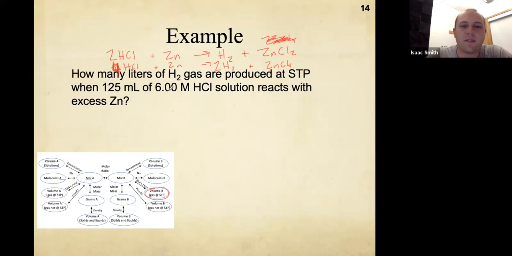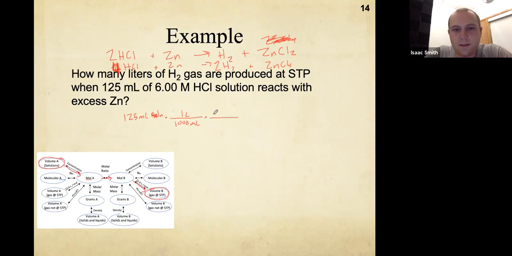When 125 mL of hydrochloric acid solution reacts. So we're starting with the volume of a solution. So we're going to have to go from volume to moles, from moles of A over to moles of B, and then down to volume of B. Perfect. All right, let's do it. So we're starting with the volume. So we have 125 milliliters of HCl solution, and then we can use our concentration to convert from volume to moles. And since this is in milliliters, we're going to have to change that to liters.